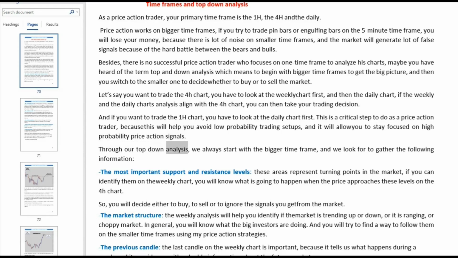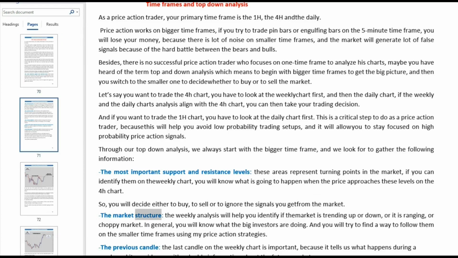Through our top-down analysis, we always start with the bigger time frame, and we look to gather the following information. The most important support and resistance levels. These areas represent turning points in the market. If you can identify them on the weekly chart, you will know what is going to happen when the price approaches these levels on the 4H chart. So, you will decide either to buy, to sell, or to ignore the signals you get from the market.